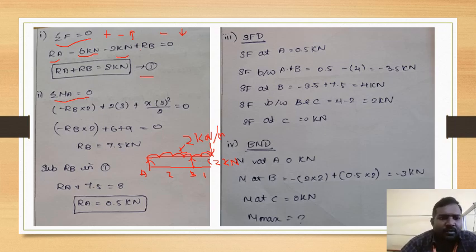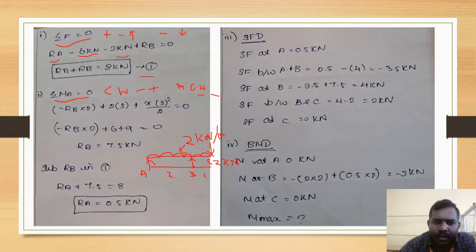Next step is the summation of moments. We are calculating about the point A only. We are considering clockwise direction as positive sign and anti-clockwise direction as negative sign. From A, the support B is producing an anti-clockwise moment. The support reaction RB is at a distance of 2 meter from A, so it is producing anti-clockwise moment. So we are mentioning a minus sign, RB into 2.